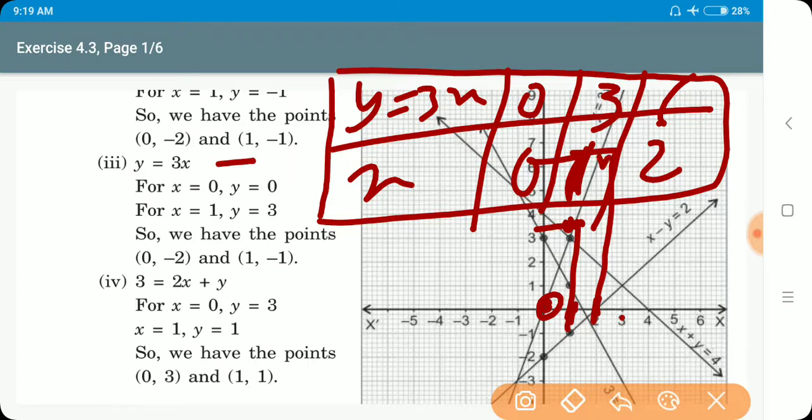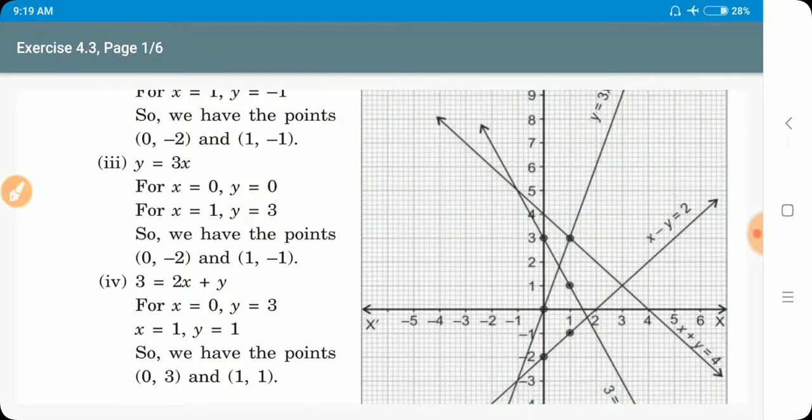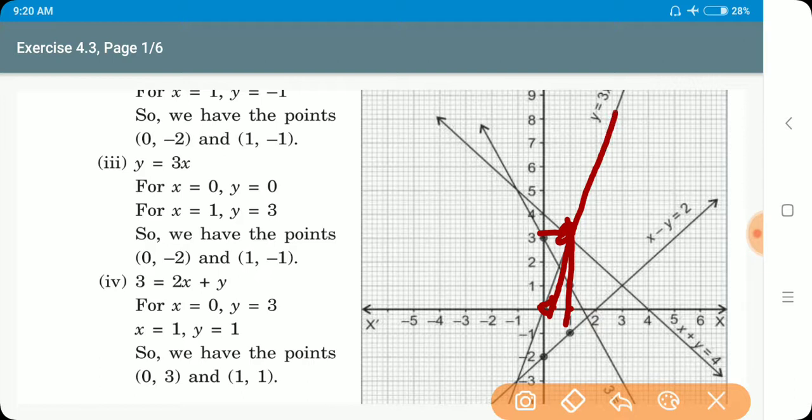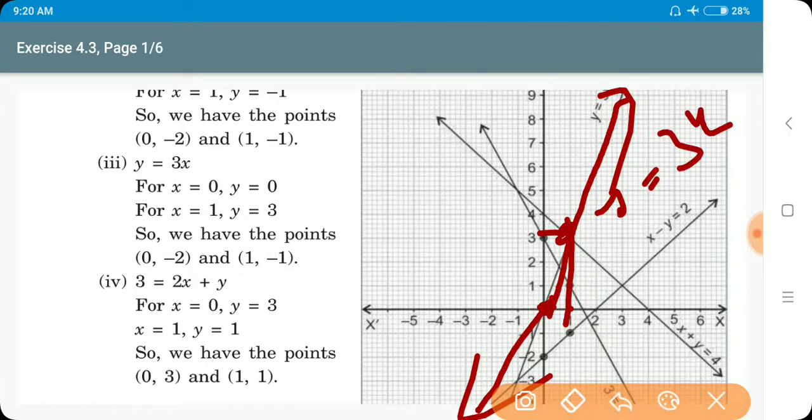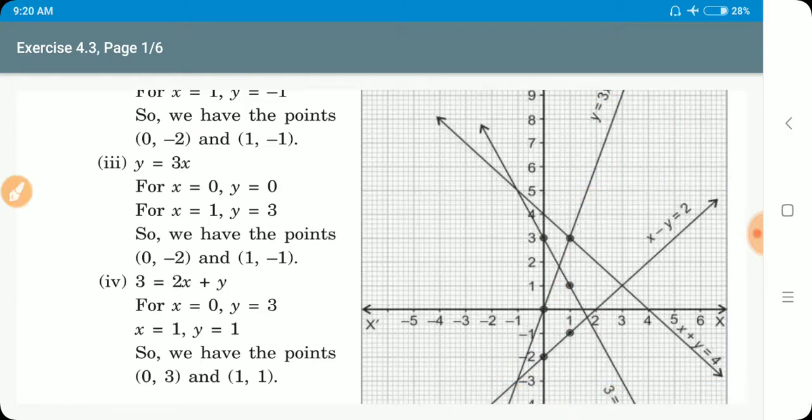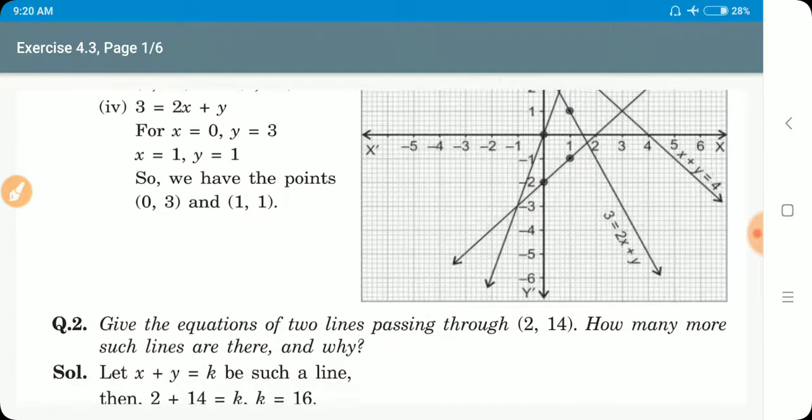Okay, so draw this line. You see, this line, because when x is equal to 0, y is equal to 0, after that x is equal to 1 and y is equal to 3. So these 2 points make this line. Okay, so this is the required y is equal to 3x. I think you have got this first sum. The remaining ones you have to try, students.